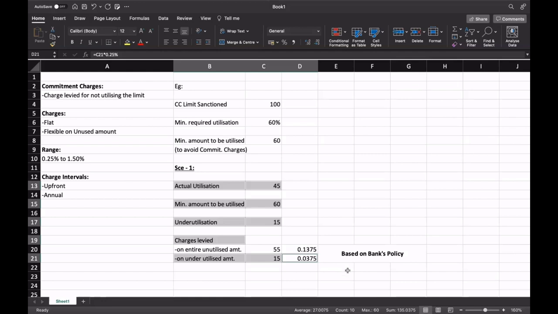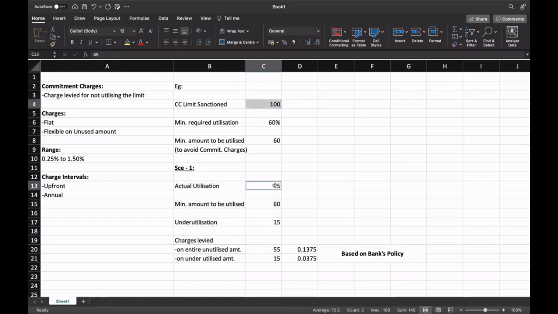3,750. Or let's say the bank is going to look at it from the other side. That is, the bank is going to compare the 100 with 45, and if it comes to the conclusion that the unutilized amount is this 55, then on this 55 at 0.25%, this will be the commitment charge.